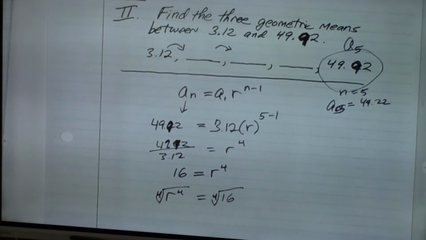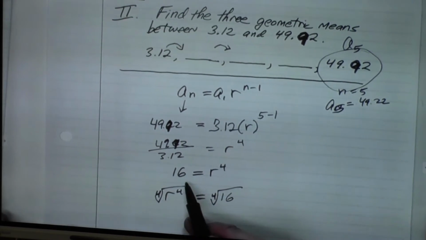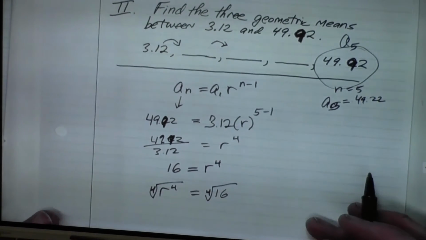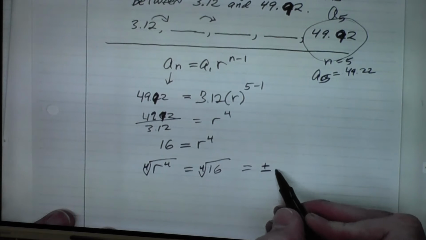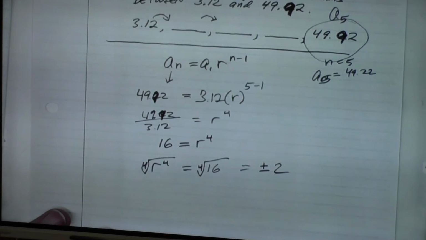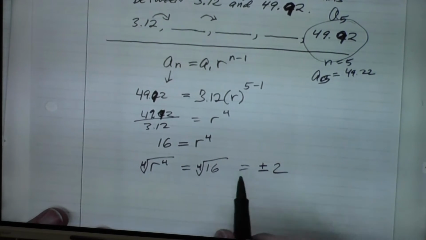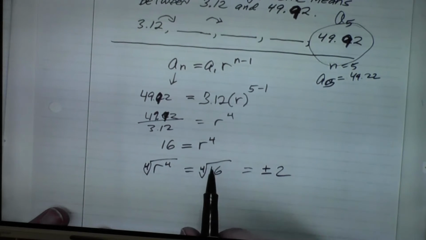Okay. That's what I planned at least. So we do get 16 if I could give you the right number. Now that means that this is equal to the plus or the minus of 2. This only happens when you have even indexes. So that's one thing to remember.